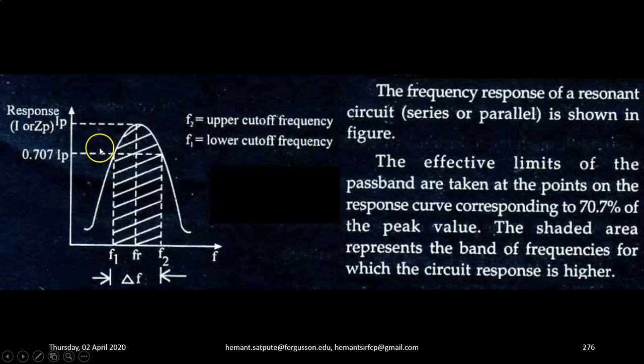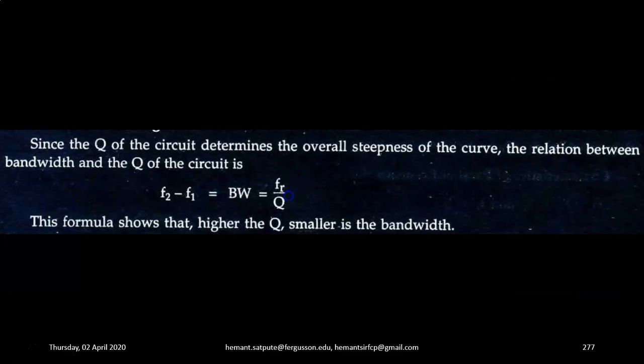If we consider 0.707 times the maximum value or peak value of either current or impedance, we consider the corresponding frequencies F1 and F2, and if we find the difference between F1 and F2, this difference is known as the bandwidth, and this shaded area represents the band of frequencies for which the circuit response is higher. Here F1 is known as the lower cutoff frequency and F2 is known as the upper cutoff frequency. I hope the things are clear.